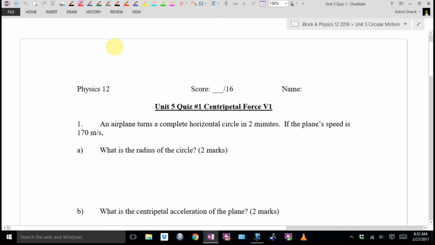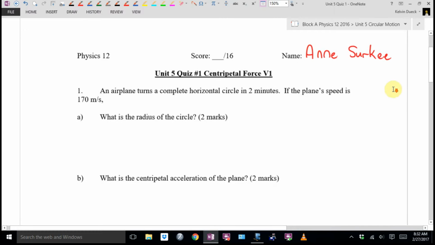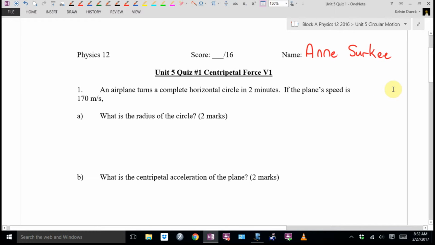So, our first quiz on centripetal force and circular motion. We have to have my favorite student, good old Anne. There is an equation which many of you are forgetting about.